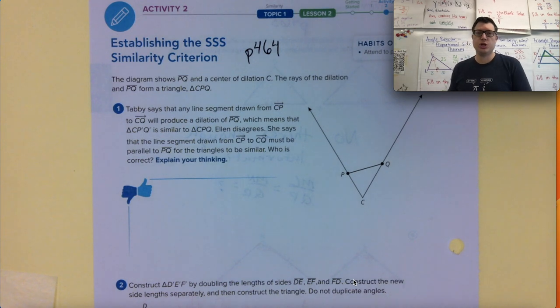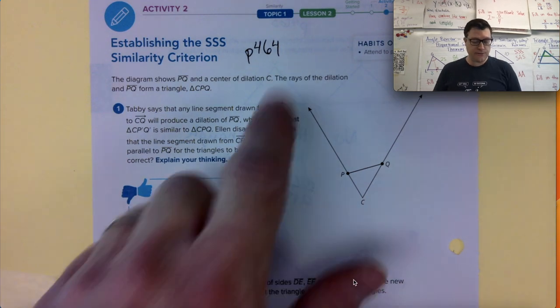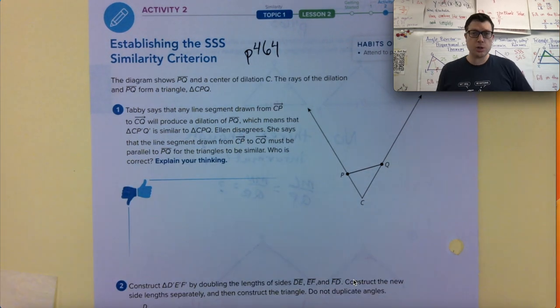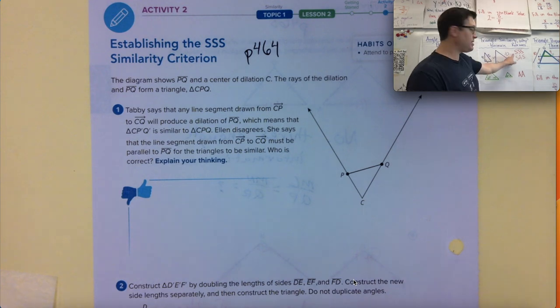Geometry Module 3, Topic 1, Lesson 2. We're in Activity 2, and specifically page 464. We're talking about another triangle similarity criterion, and it's side, side, side.